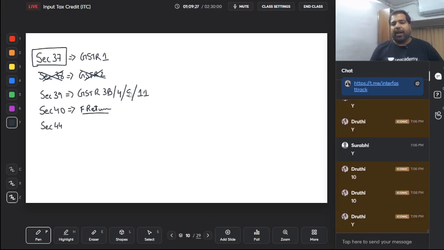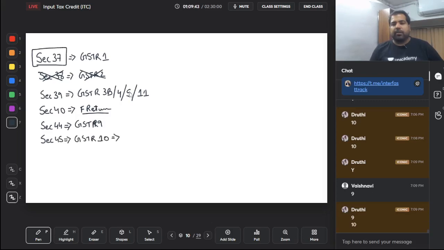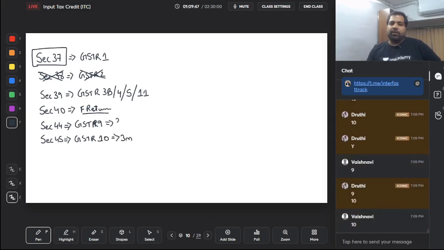Guys, do you have to file the annual return? Yes. How much does the CA charge you over that, guys? GSTR 9. And guys, will you file the final return after how many years in business, guys? GSTR 10. This you will file within 3 months of later of. This you will file by 31st December.